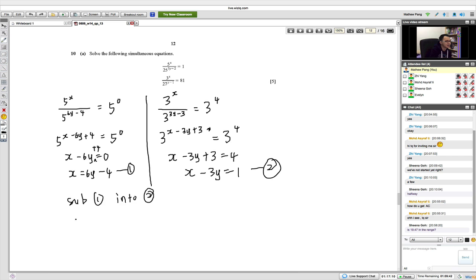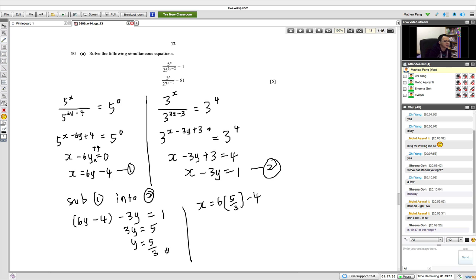So it will be 6y minus 4 minus 3y equals 1. So you will get 3y equals... 6y minus 3y is just 3y. Negative 4 move to the other side, plus 4, you get 5. y equals 5 over 3. Then I can get my value for x. So x will equal 6 times 5 over 3 minus 4. Simplify 3 and 6, get 2, 10, 10 minus 4, you will get 6. Right? This is a simple indices question. This one is just indices joined together with simultaneous equations. So it is very easy.